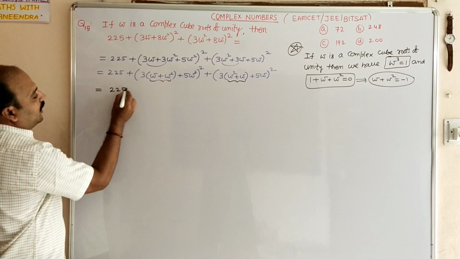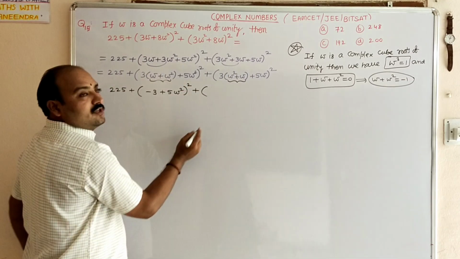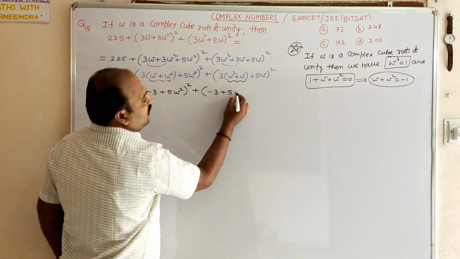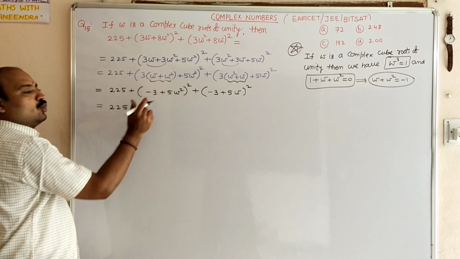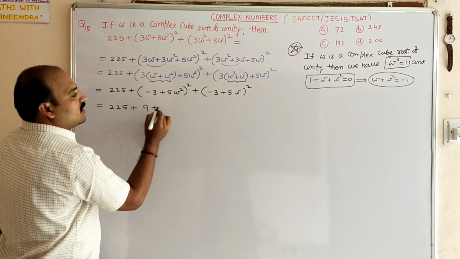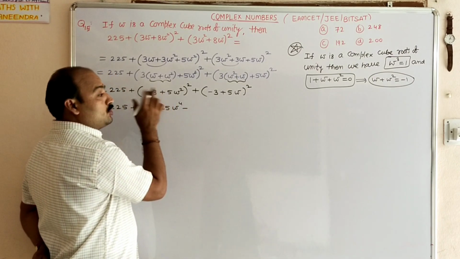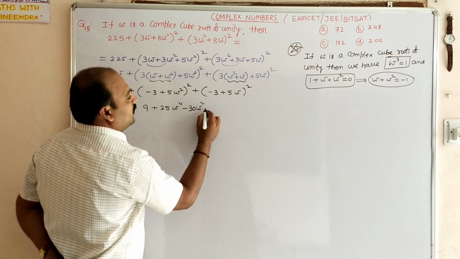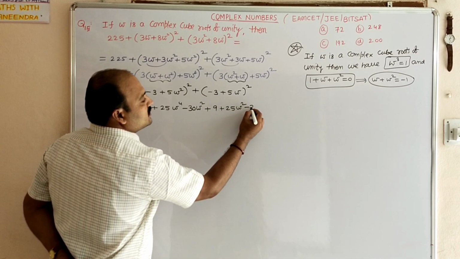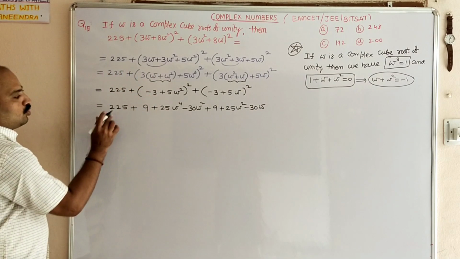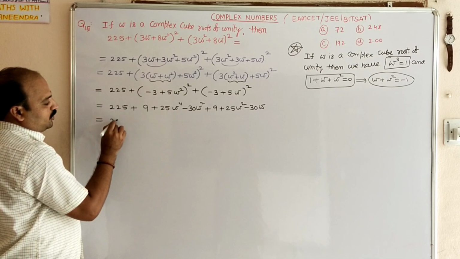So it will become 225 plus (minus 3 plus 5 omega square) whole square plus (minus 3 plus 5 omega) whole square, which is equal to 225 plus, using the a minus b whole square expansion, minus 3 whole square is 9 plus 25 omega power 4 minus, 5 3s are 15, 2s are 30, minus 30 omega square, plus minus 3 whole square is 9 plus 25 omega square minus 30 omega. 225 plus 9 plus 9, 18 plus 225, so it will become 243.